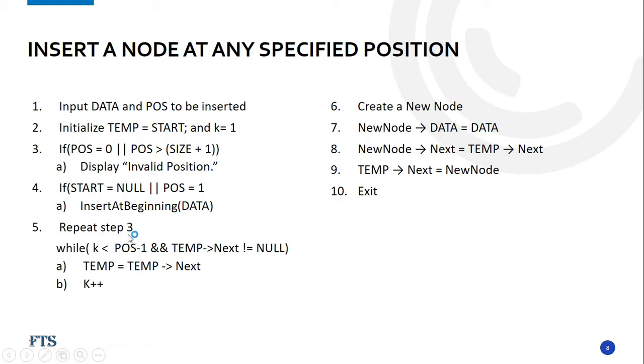Repeat step 3 while k is less than pos minus 1 and temp next is not equal to null. This helps you to find the node before the last node. Then temp should be equal to temp next, then k plus plus. Create a new node. Data value should be assigned to the data field of the new node. The new node next should be equal to temp next, temp next should be equal to new node, then exit.